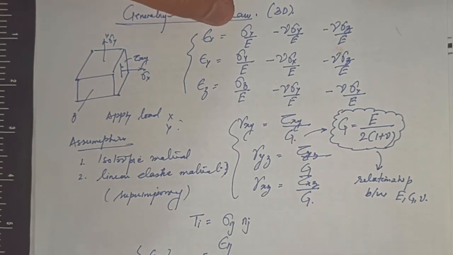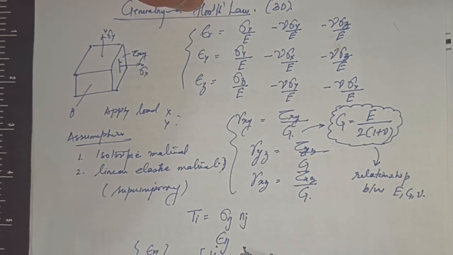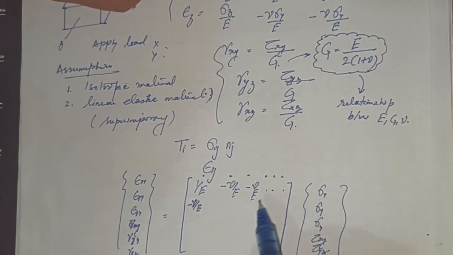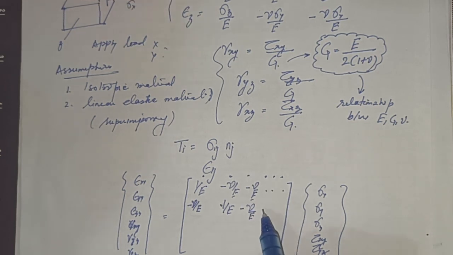And what will come here? From this you can extract 1 upon E, minus nu upon E, minus nu upon E, and the other three 0, 0, 0. The other row will be minus nu upon E, because the x is on the first one, then we'll have sigma y, so 1 upon E only, and minus nu upon E, and then 0, 0, 0.